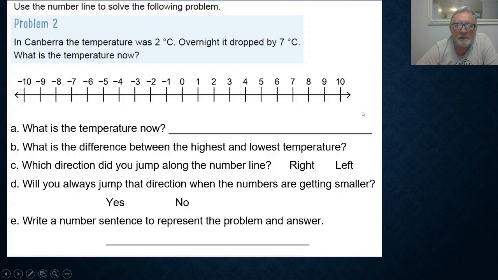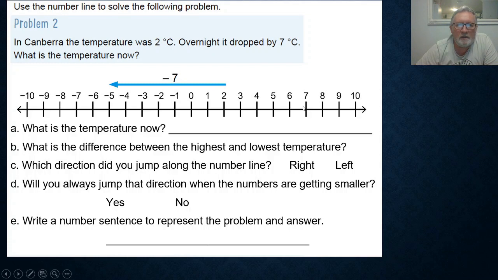Okay, let's see how you went. All right, so we do start here and we're going to move 7 in that direction because the keyword dropped. It's going to take away. All right, so what is the temperature now? It should be -5 degrees.